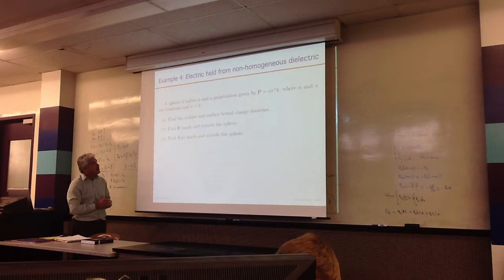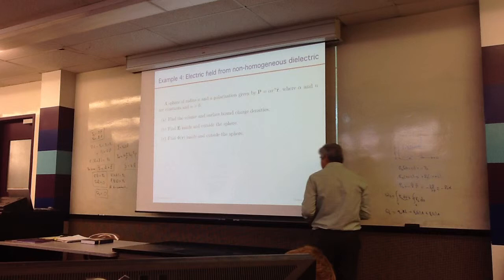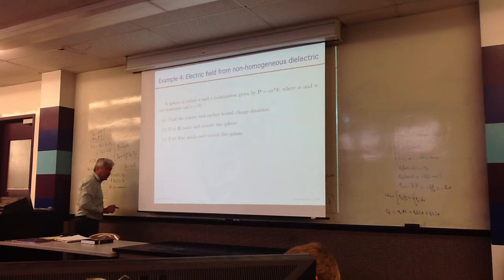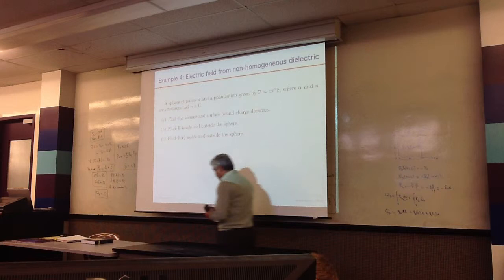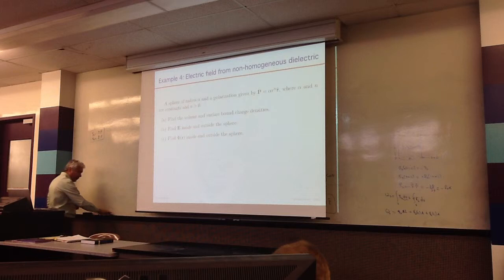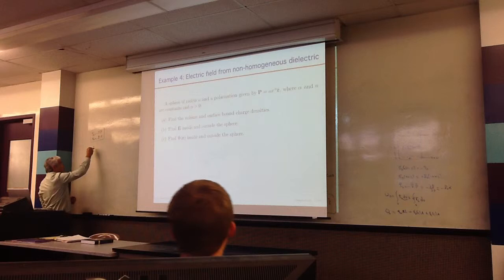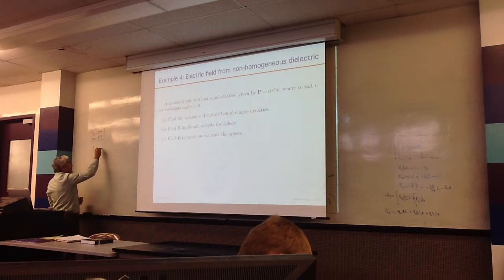So I can find where rho bound is, and I can find what sigma bound is by using the same formulas that I have here. So I put here where rho bound is and where sigma bound is, but it tells you that P for this problem now is equal to alpha r to the n in the r hat direction.